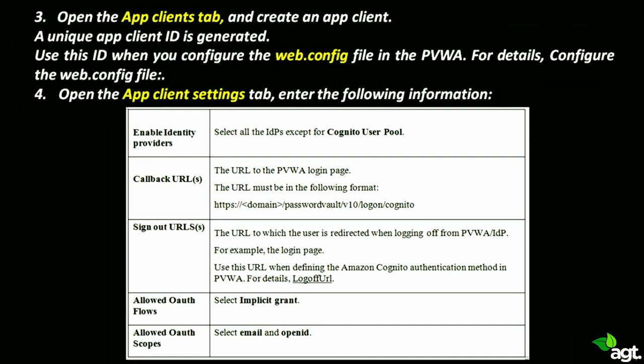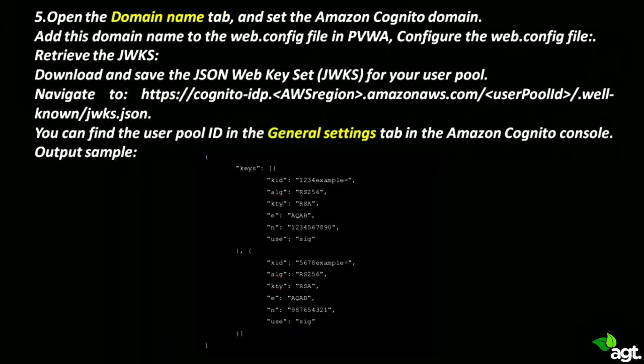The sign out URLs may be the URL to which the user is redirected when logging off from PVWA or the IDP. For example, the login page; use this URL when defining the Amazon Cognito authentication method in PVWA. For details, you can just check it out. What about the logout URL method? For allowed authorization flows, select implicit grant, and for allowed authorization scopes, select email and openid.